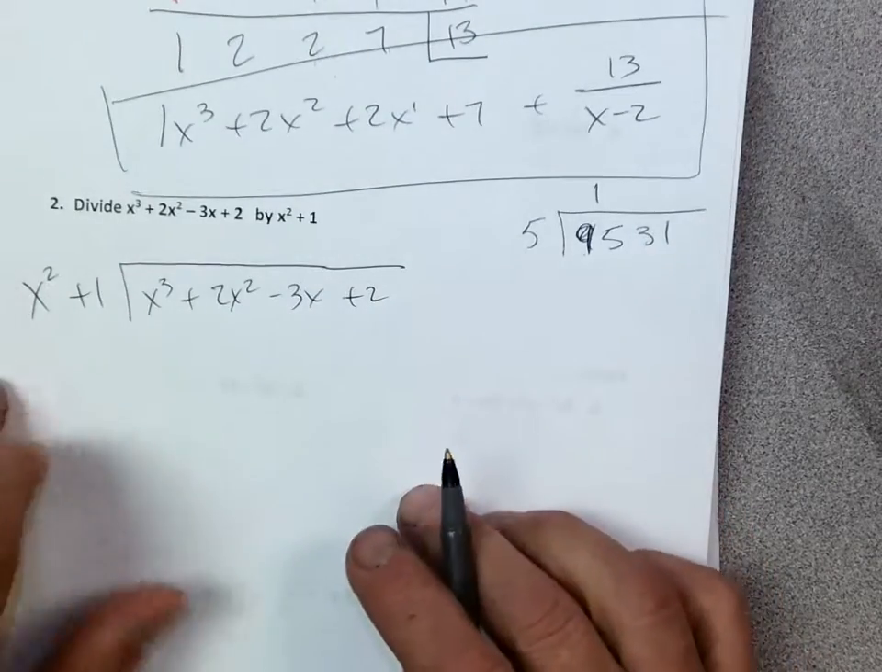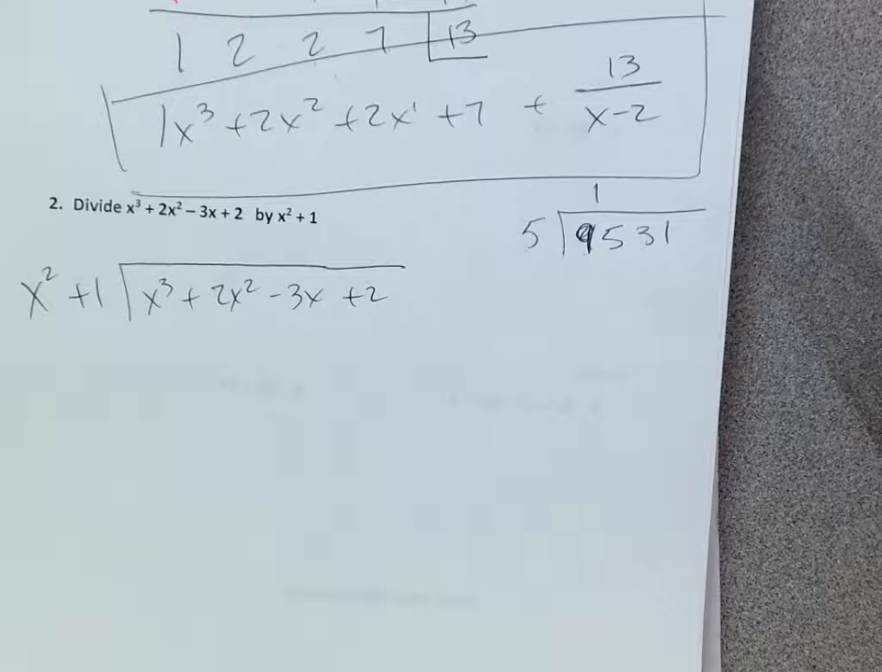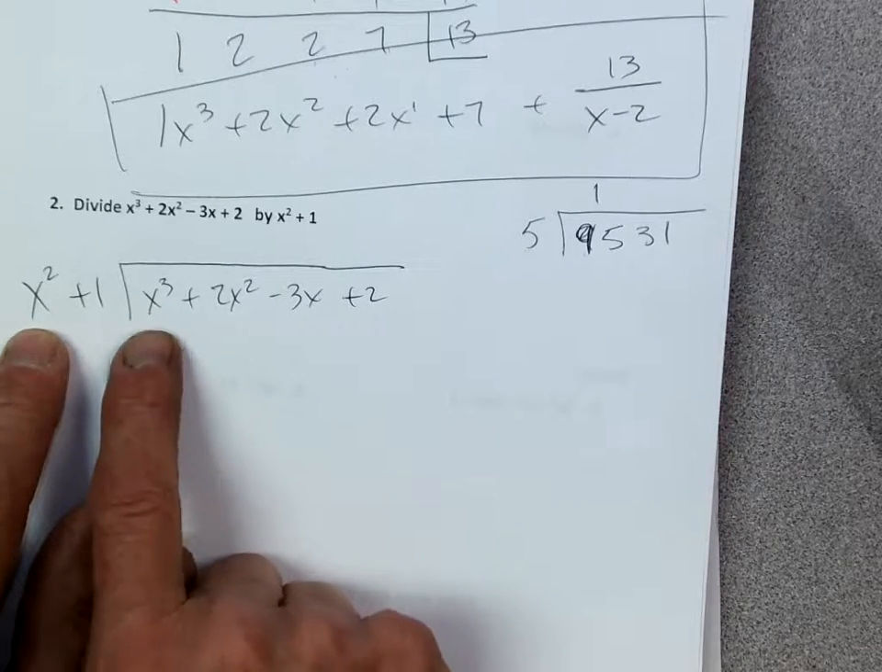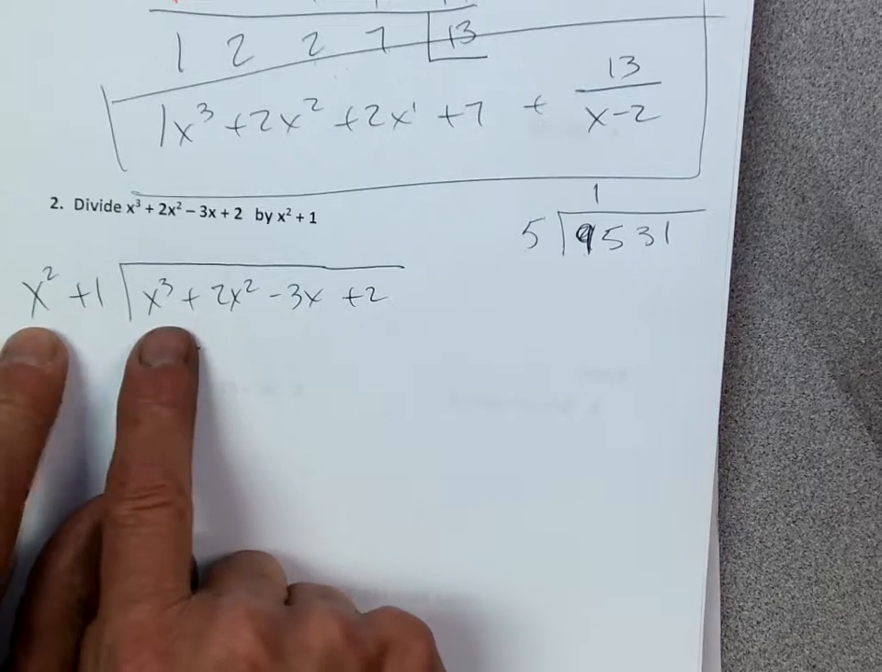So we're going to do the exact same type of division, okay? Right here, girls. There you go. Okay, so how do we do this? Now watch. X squared goes into x cubed. How many times? Well, how many times does x squared go into x cubed?